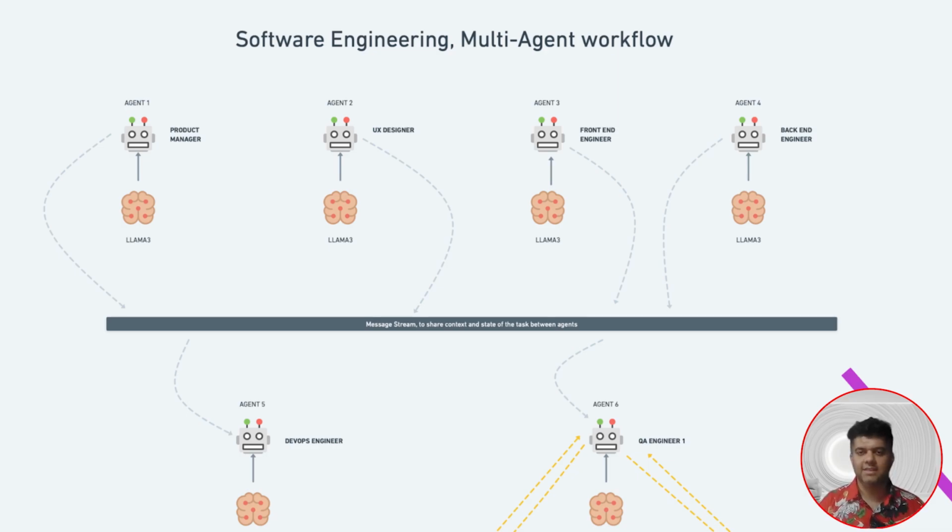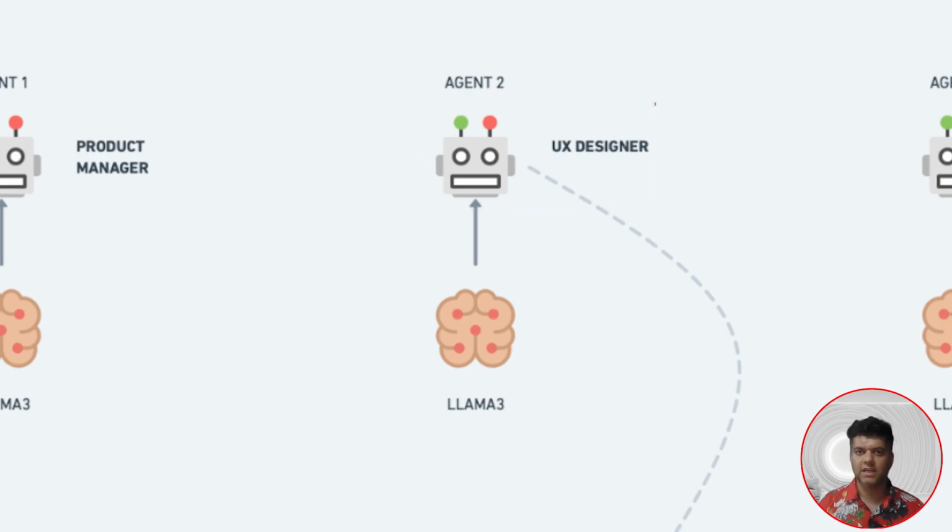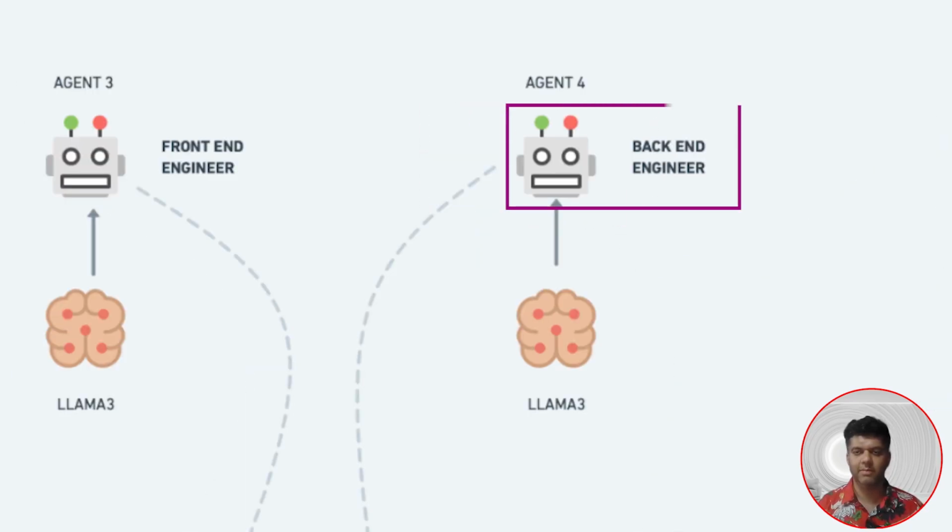So in our software engineering agentic workflow, we can have different agents that specialize in different tasks around software engineering. First agent will be a product manager. The second one will be a designer. Third one will be the front-end engineer. Fourth will be the back-end engineer.